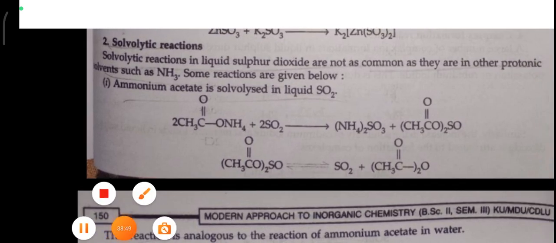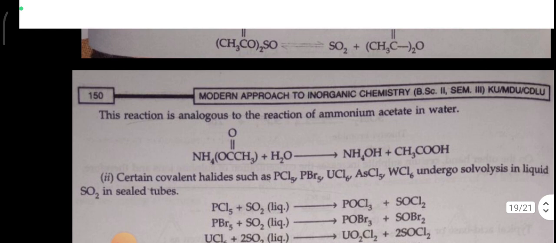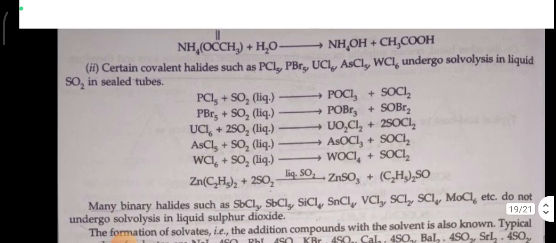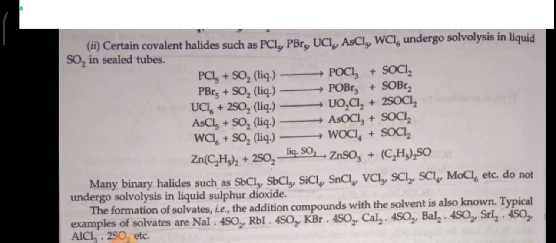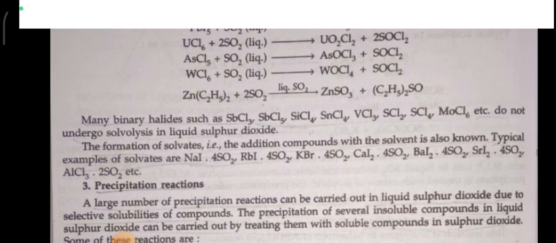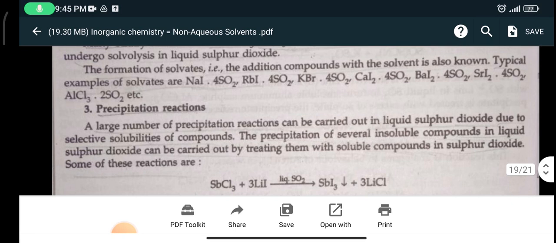Solvolytic reactions. Ammonium acetate is solvolyzed in liquid SO2. This reaction is analogous to the reaction of ammonium acetate in water. Certain covalent halides such as PCl5, PBr5, UCl5, AsCl5, WCl6 undergo solvolysis in liquid SO2 in sealed tubes. Many binary halides such as SbCl3, SbCl5, SiCl4, SnCl4, VCl3, SCl2, SCl4, MoCl6 do not undergo solvolysis in liquid sulfur dioxide.